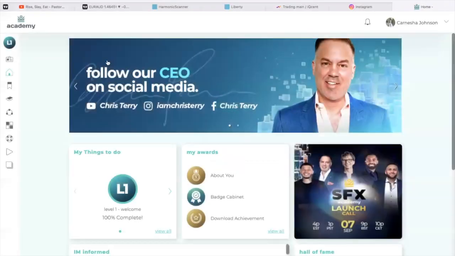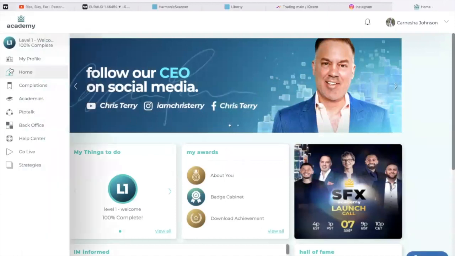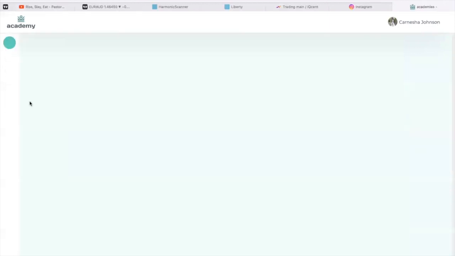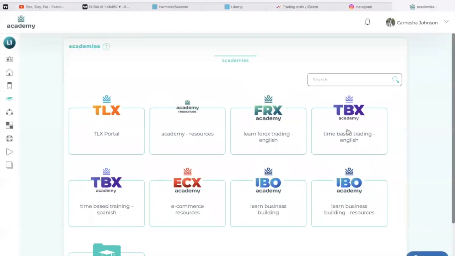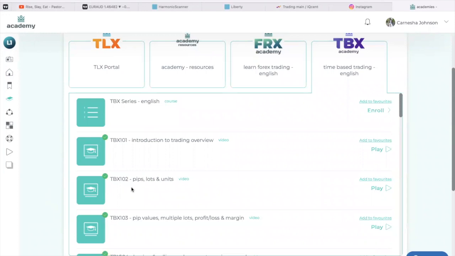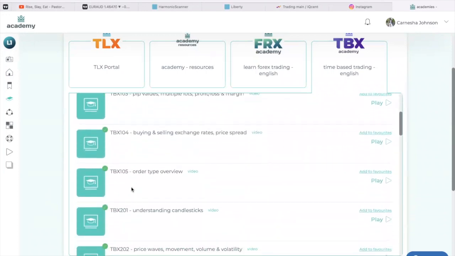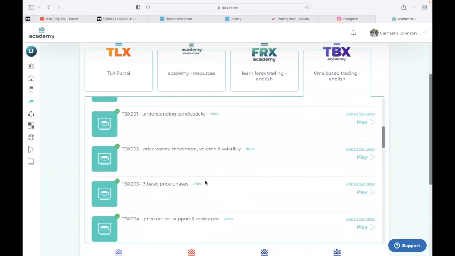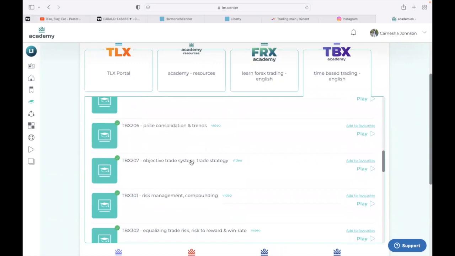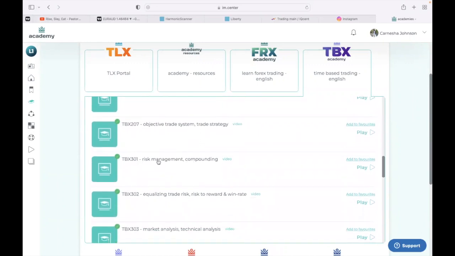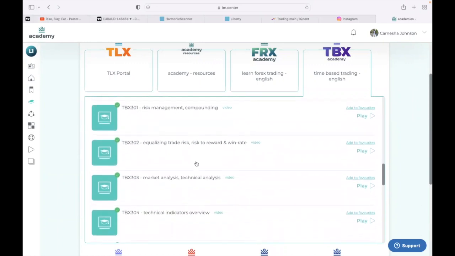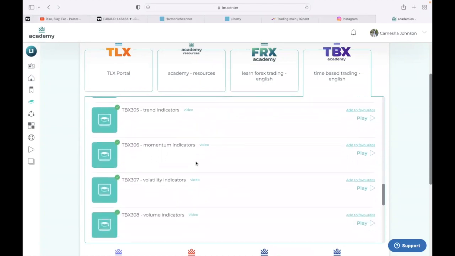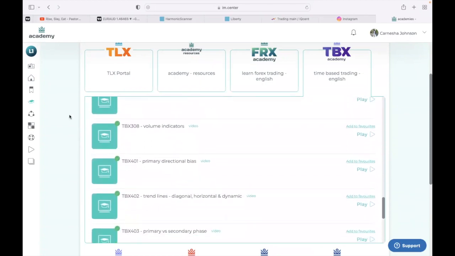So when you guys come in, you're going to get access to our platform. And so you're going to go to our academies, right? And what you want to do, you want to click on time-based trading. Okay. And it gives you all the courses, right? How to understand candlesticks, how to understand the movement of the market, right? So many things, how to properly risk your account. So guys, understand that everything is here all for you.